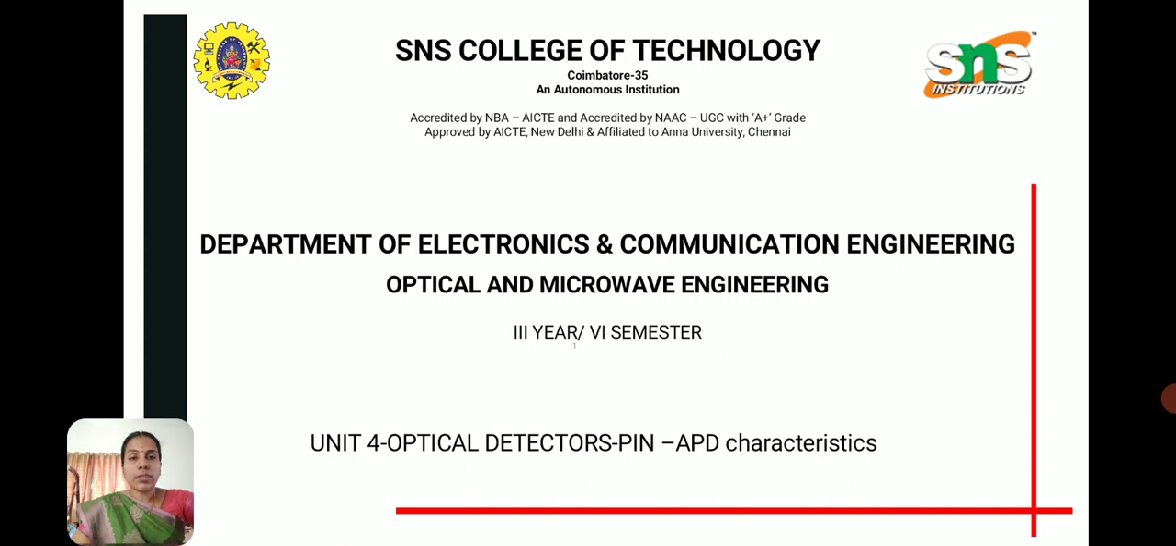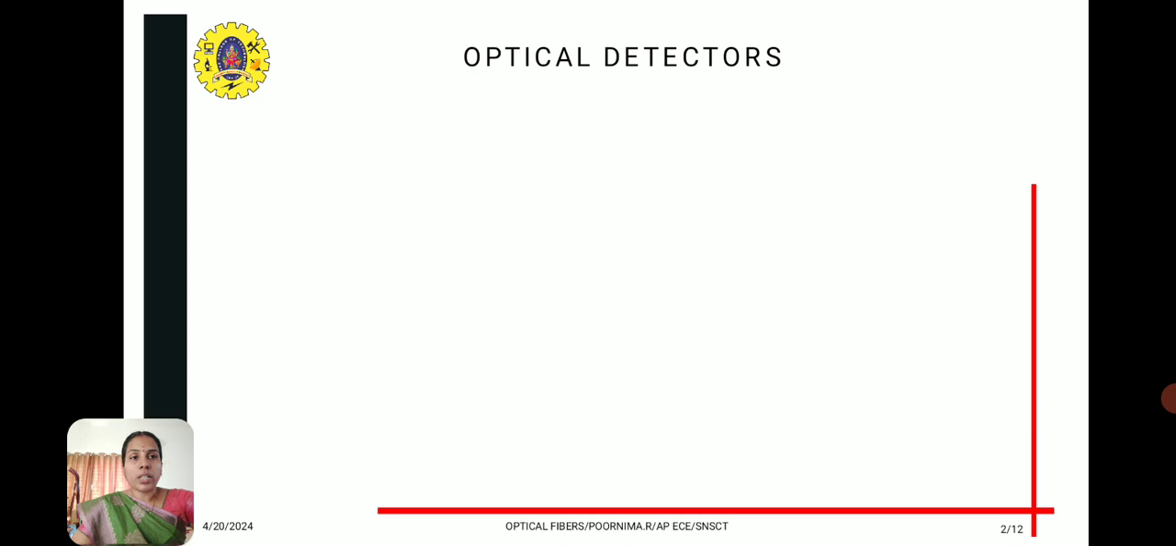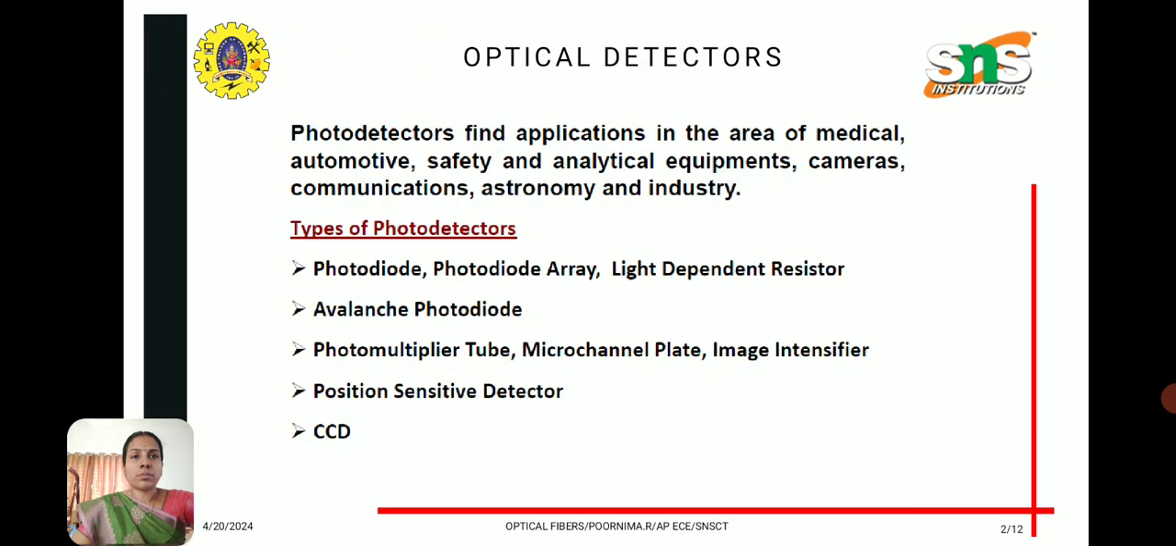So in this lecture we are going to discuss optical detectors. So what are optical detectors? These optical detectors are used to capture the light signal from the optical fibers at the receiver side, to process the light signal and get the information signal. These photodetectors find applications in the area of medical, automotive, safety and analytical equipment, cameras, communications, etc.